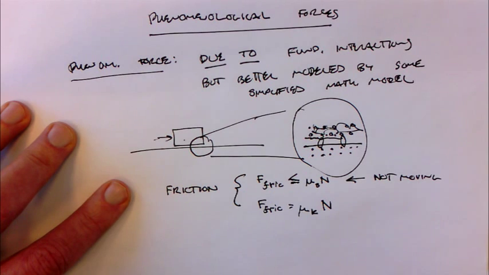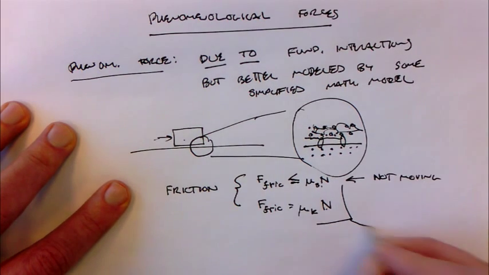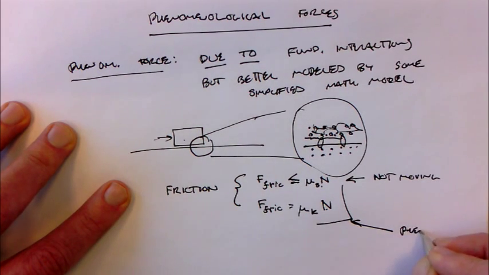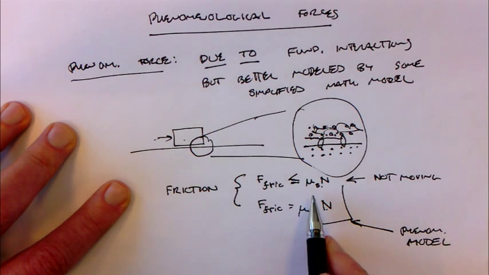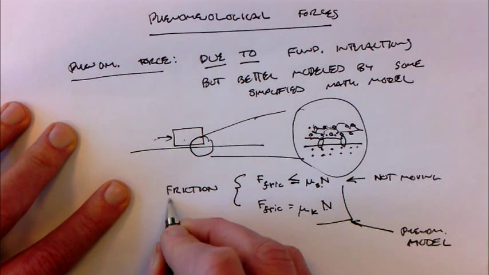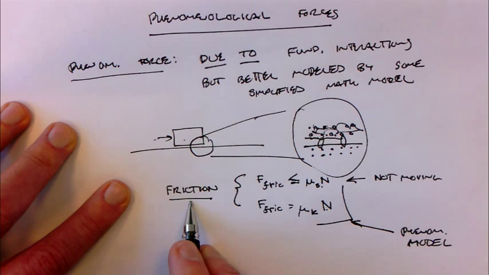Now, there is no reason in the world that this should be true. This is not true. This is a phenomenological model. It does not hold for all kinds of situations. It's actually not a great model for a lot of situations, but it's really simple, and it works pretty well in a lot of cases. And for that reason, it's a good model to use. So friction is an example of a phenomenological force.